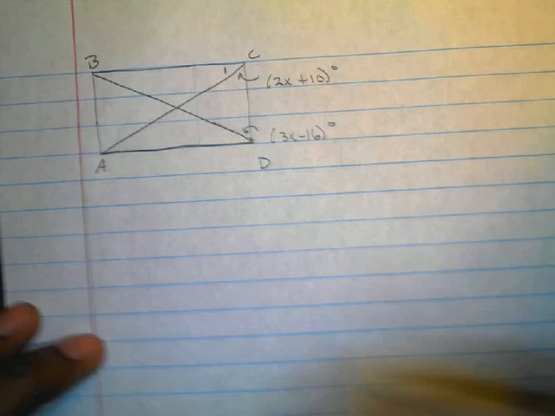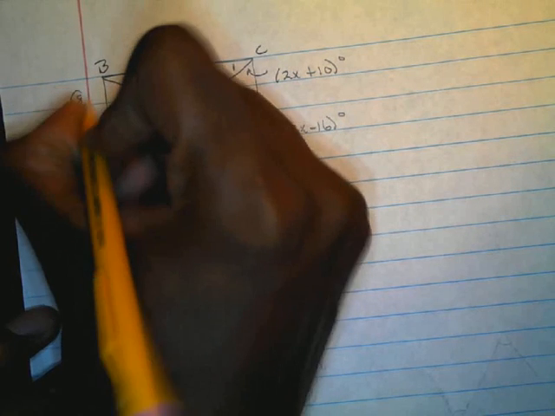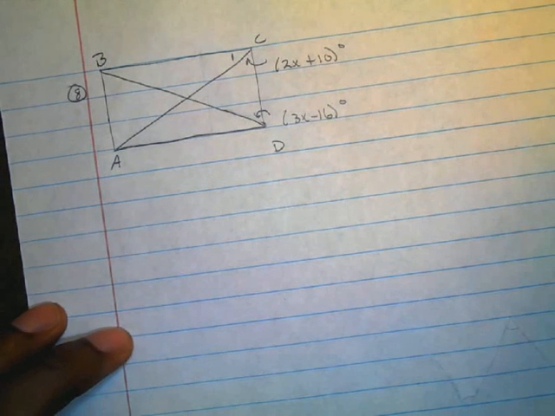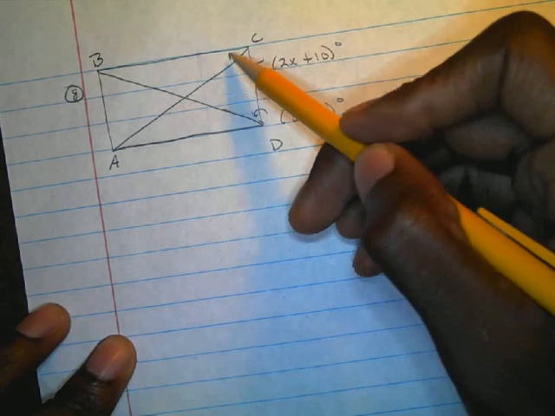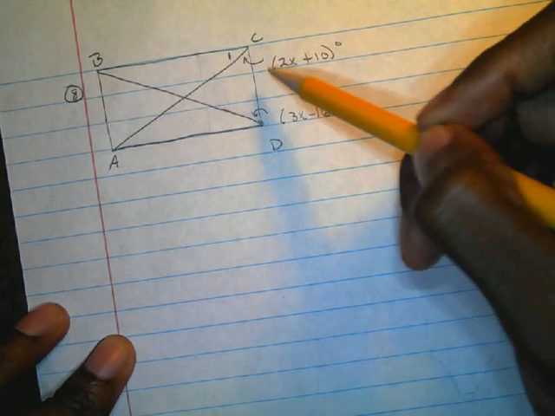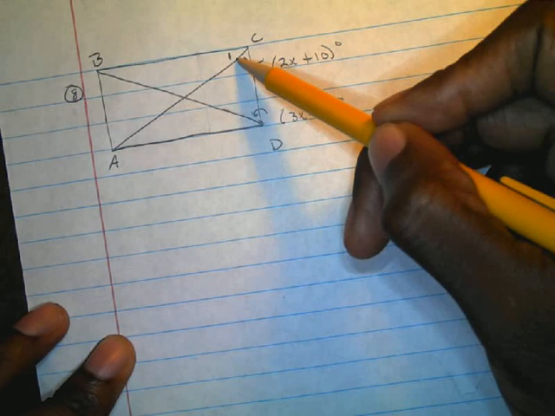Alright, number 8. It says in rectangle ABCD, find the measure of angle 1. There's angle 1. It gives us some particular information for these two angles. Remember, it's not the whole angle.